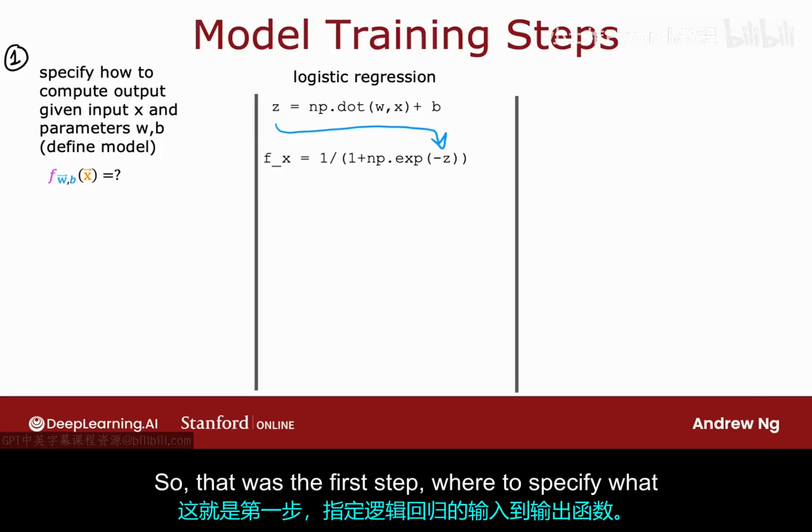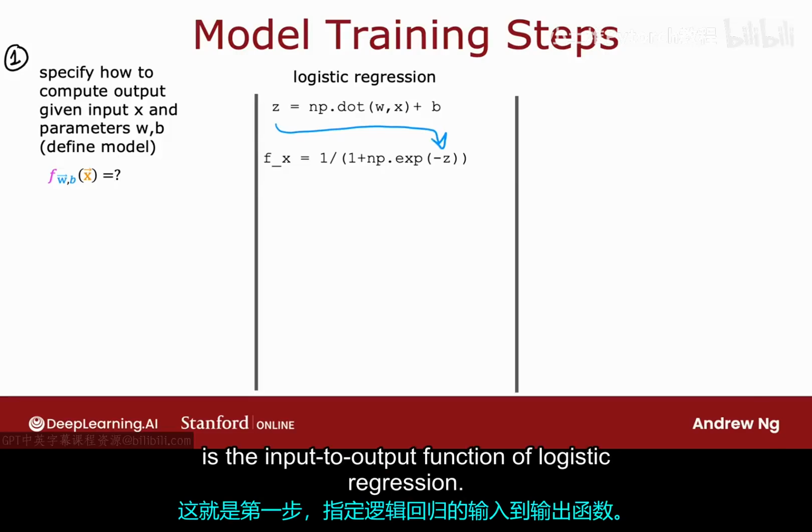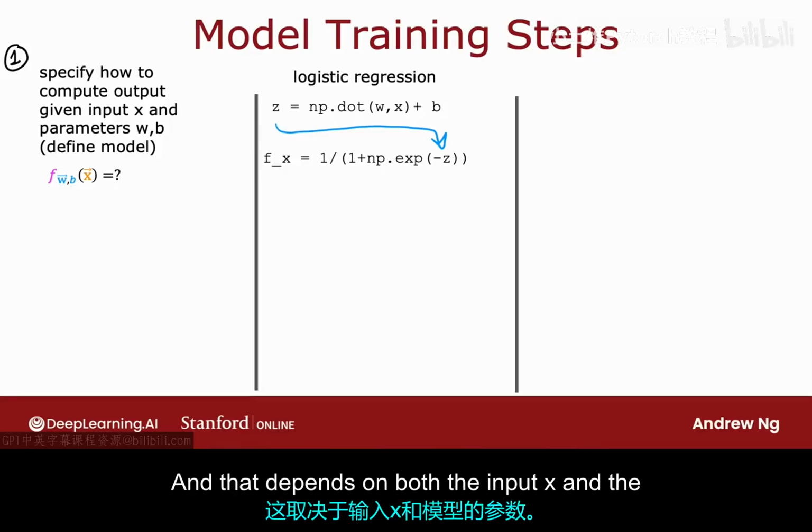So that was the first step. We had to specify what is the input to output function of logistic regression. And that depends on both the input x and the parameters of the model.